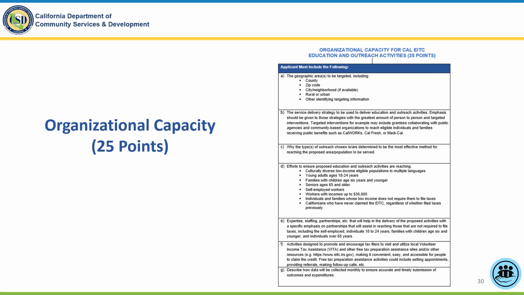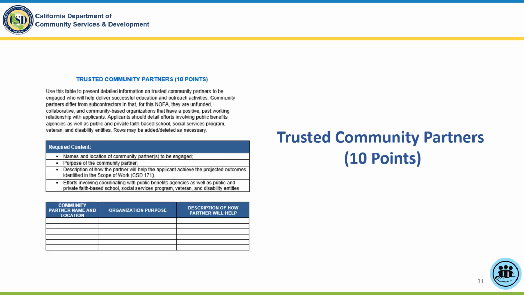Now, let's move on to trusted community partners. Applicants will utilize the third section, Trusted Community Partners, to provide CSD with information on an applicant's non-funded community partners. Community partners are those unpaid partners collaborating with the applicant to reach all eligible Californians. Partners should have EITC and free tax preparation assistance experience and should have established trusted relationships with low-income community members.